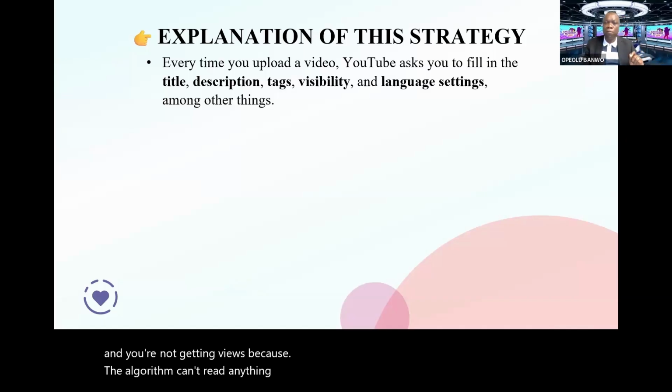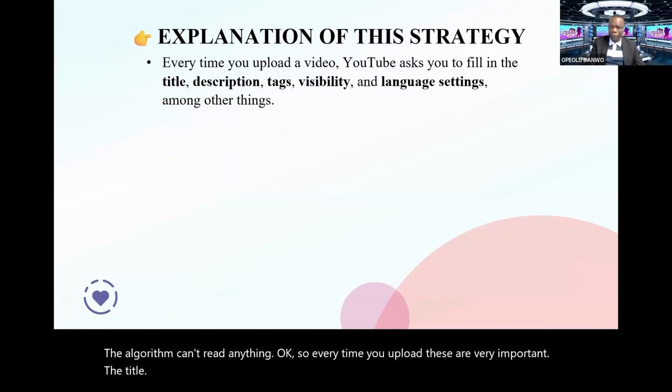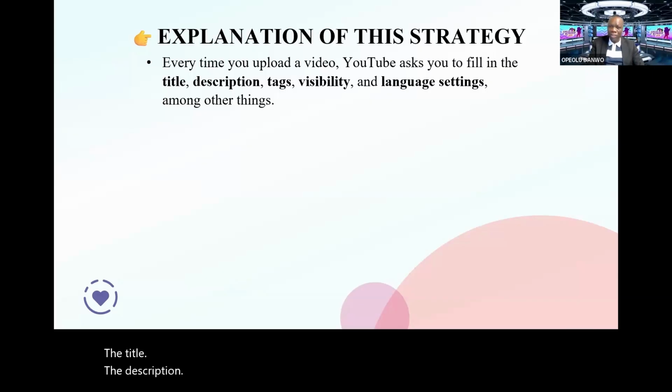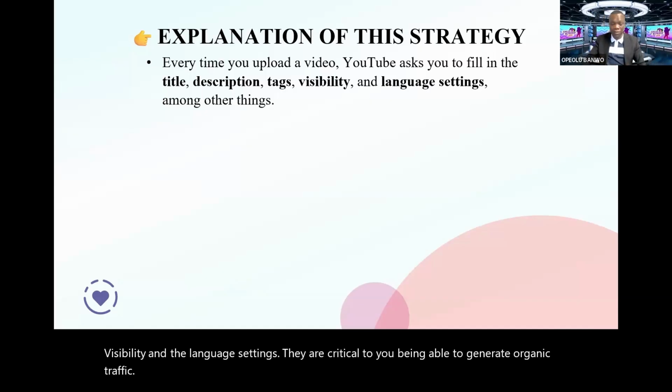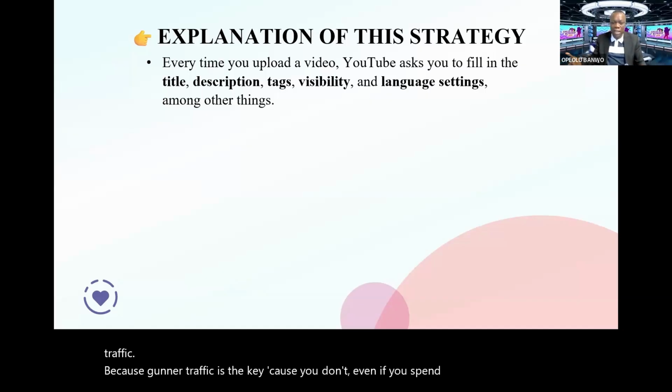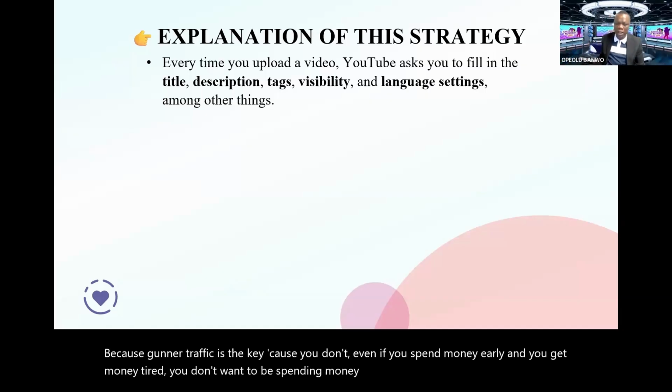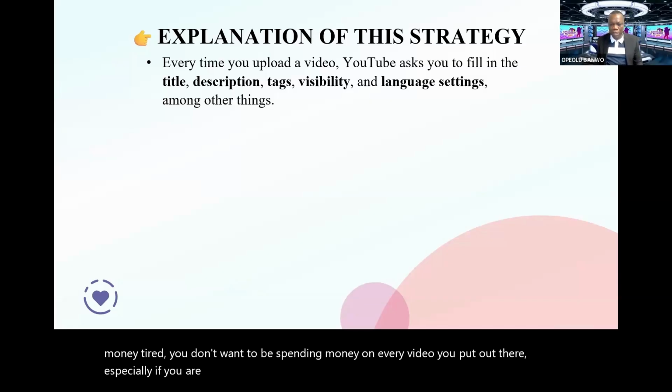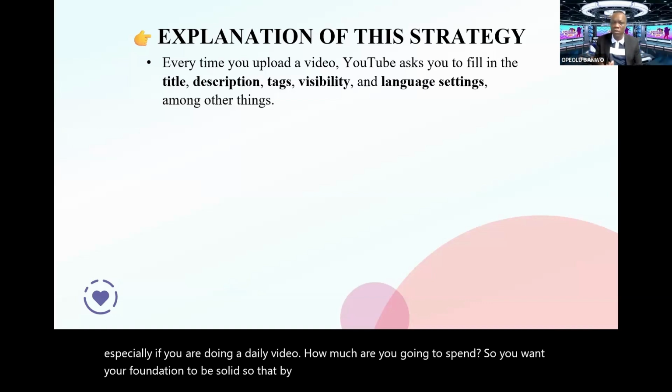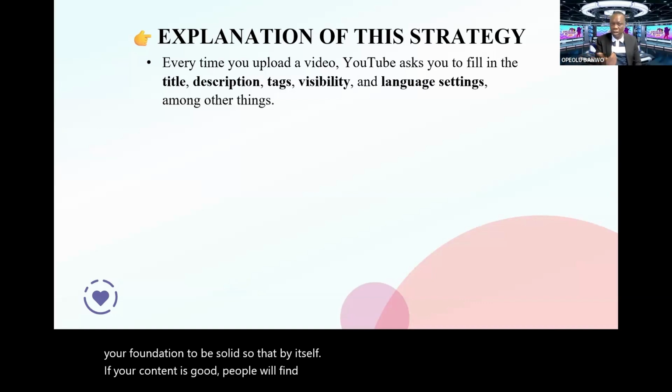Okay, so every time you upload, these are very important: the title, the description, the tags, visibility, and the language settings. They are critical to you being able to generate organic traffic, because organic traffic is the key. Even if you spend money early and you get monetized, you don't want to be spending money on every video you put out there, especially if you are doing a daily video. How much are you going to spend? So you want your foundation to be solid so that by itself, if your content is good, people will find it and YouTube will recommend it.